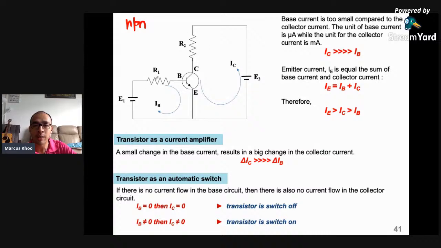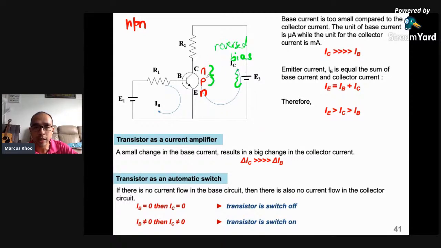If R2 and R1 are not there, it's okay. But the most important thing is this. If we consider the transistor like this, this is N, in the center is P, and over here is N. Now take a look at this N and P junction. You will notice that this is connected reverse bias, because the N is connected to the positive and the P is connected to the negative.